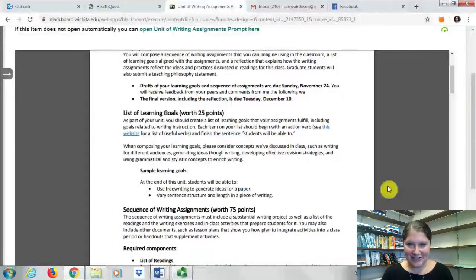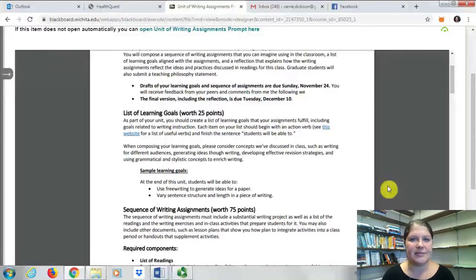And as I also say here in the instructions, each item on your list should begin with an action verb. And there's a link here if you are trying to figure out what some good verbs are. There's a link that will take you to a website that has some verbs that you may consider using. And then also each learning goal should finish the sentence, students will be able to. And here at the bottom of the section, I've given you an example.